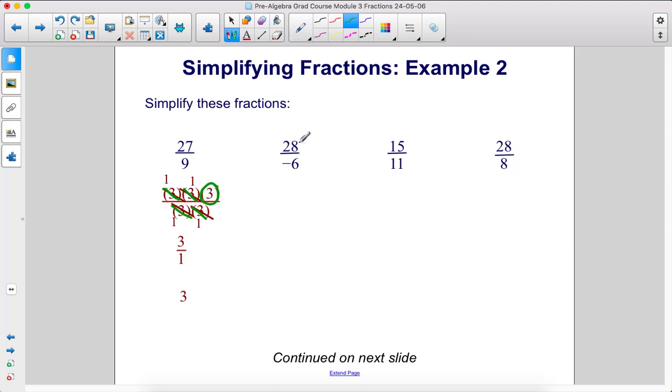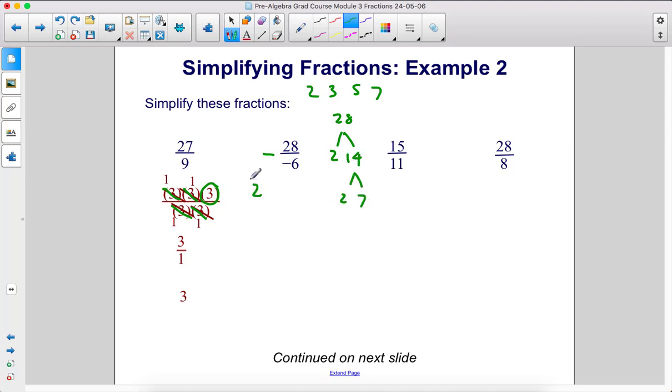All right, next, 28 over -6. Now that negative sign can just go right out front. We're not going to forget about it. The answer will be negative. But for now, let's just find the prime factors of both of these numbers. So the prime factors are 2, 3, 5, 7. 28 is divisible by 2. It's 2 times 14. 14 is divisible by 2, 2 times 7.